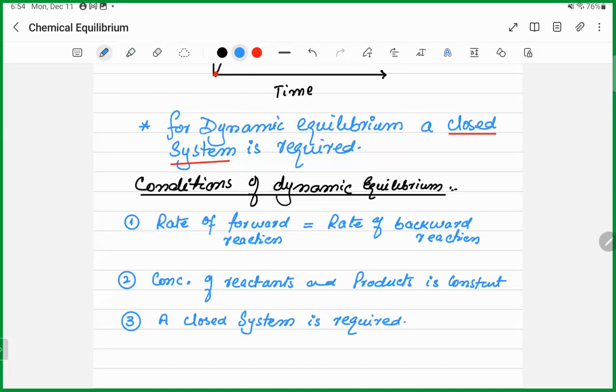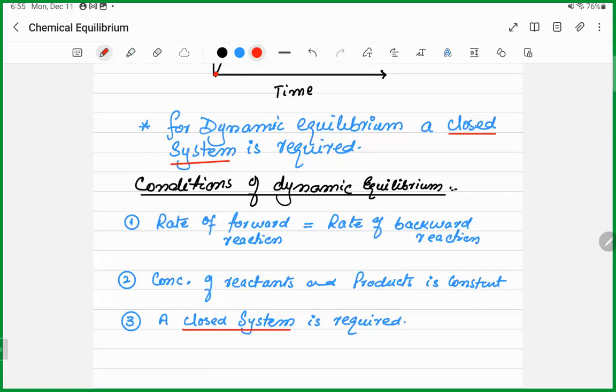ठीक है? A closed system is required. So these are the three conditions that must be present when you have a dynamic equilibrium. The first condition, the rate of forward reaction and the rate of backward reaction become equal. The concentration of reactant and product become constant. ठीक है? And the third condition, it only happens when you have a closed system.